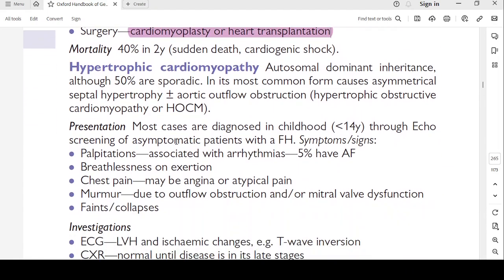Then second is hypertrophic cardiomyopathy. It's an autosomal dominant inheritance, although 50% are sporadic. In its most common form it causes asymmetrical septal hypertrophy plus aortic outflow obstruction. Hypertrophic obstructive cardiomyopathy or HOCM presentation. Most cases are diagnosed in childhood, less than 14 years of age, through an echo screening of asymptomatic patients with a family history. Symptoms and signs.